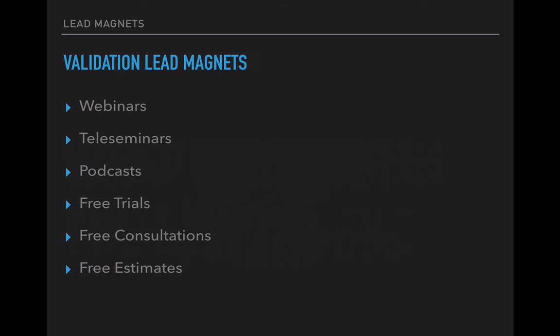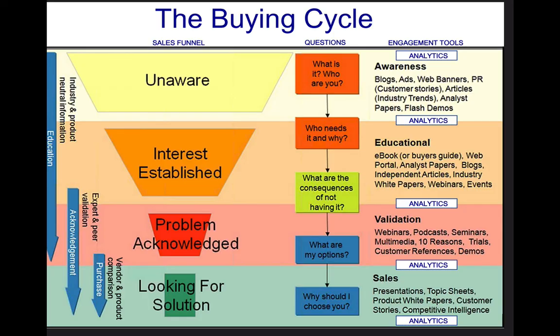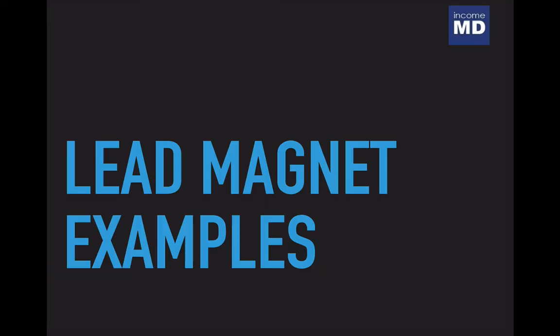Free trials. Maybe you offer some type of software as a service or some type of membership site. You can give a free trial, free consultations, free estimates. We see that all the time, right? In your home services, you get free estimates. Somebody who is coming to your house and getting a free estimate is much more inclined to purchase your products or services. And as we see down here, it kind of correlates to what we're seeing in this buying cycle.